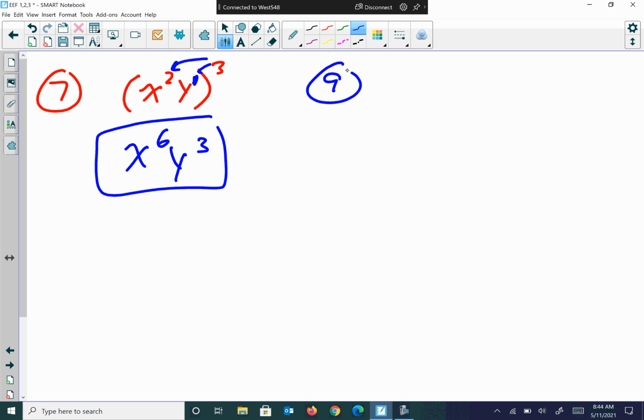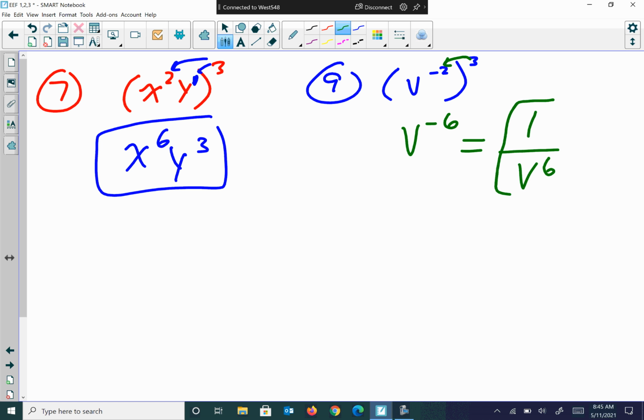Problem number 9, done the same way. v to the negative 2 to the 3rd. So yes, we have a negative exponent, but let's take care of multiplying first. So I get v to the negative 6, which, Maddox, you had asked about this kind of situation. That becomes 1 over v to the 6th. Because v to the negative 6 right now is sitting as a numerator, so technically this was over 1, so it just moves down. And there's technically a 1 out front. That's what's taking place.